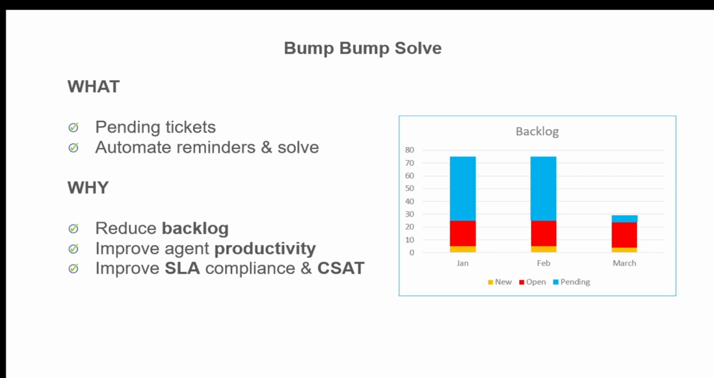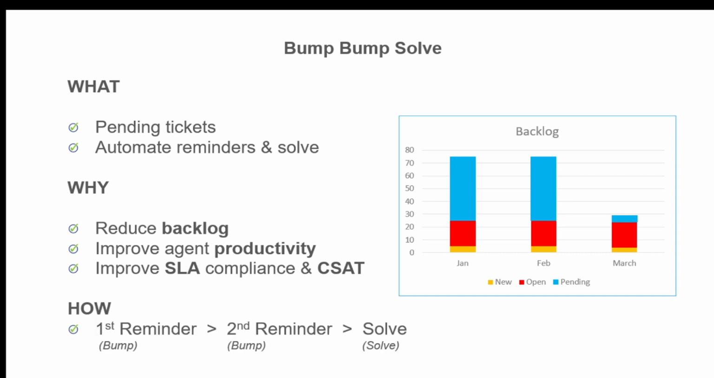So how does it work? Very simply, if a ticket's been in the pending state for, say, 3 days, it automates a first reminder to the customer. If there's no reply for a further 3 days, it sends the second reminder. And if there's no reply after a further 3 days, it'll automatically solve the ticket.